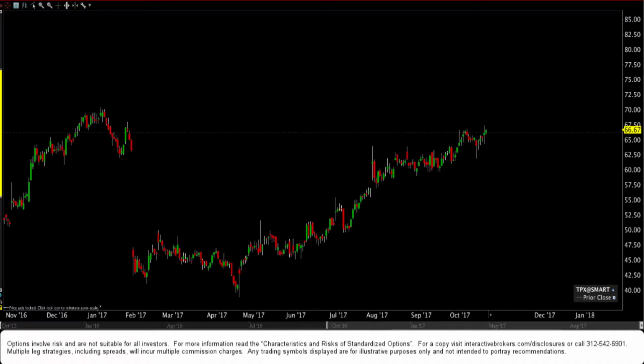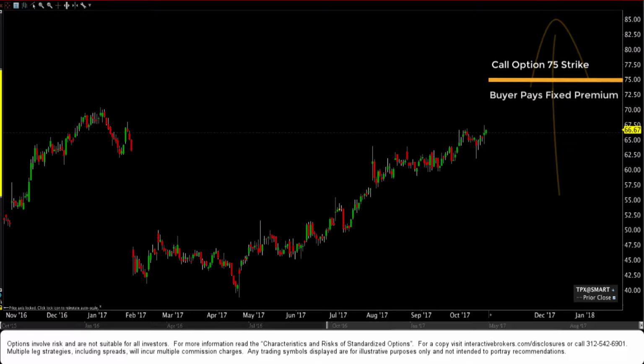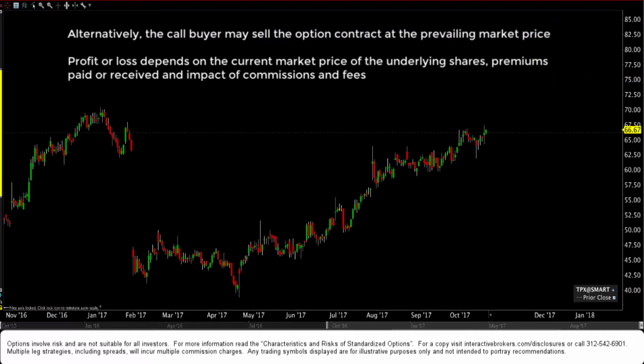A call option buyer expects or hopes that the share price of a company will rise by a certain amount within a specified time frame. For the right to lock into a price agreed upon today, he pays the contract seller a fixed amount known as a premium. If the call option expires in the money, through a process known as exercise, the call buyer may exercise his right to purchase the shares of stock specified by the contract. Alternatively, the call buyer may sell the option contract at the prevailing market price.